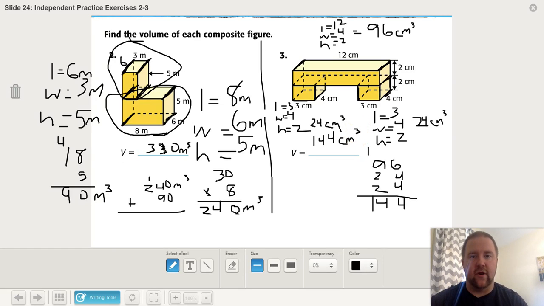This is something new, guys. The hardest part you're going to have trouble with is sometimes when you have these missing values, remembering to look straight across to figure out what those values are going to be, okay? Because remember, the opposite sides of rectangles are congruent, all right?